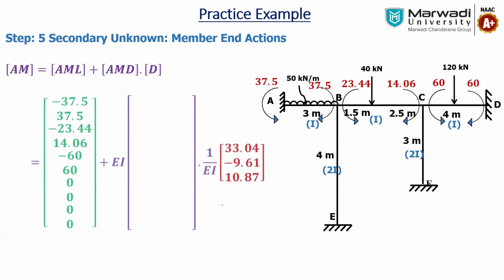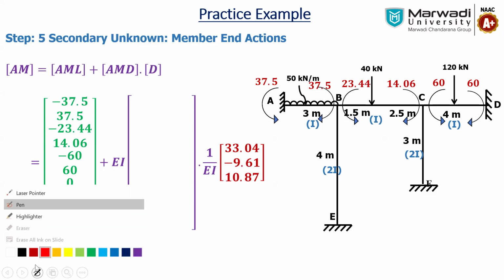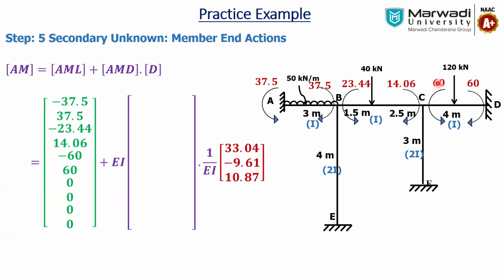So first one, minus 37.5, 37.5, 23, minus 23.44, 14.06, then 16, minus 60, 60, 0, 0, 0, and 0. Plus there is some AMD over here. Then 33.04, minus 9.61 and 10.87 is our unknown displacement, which we have to find out as the primary unknown.